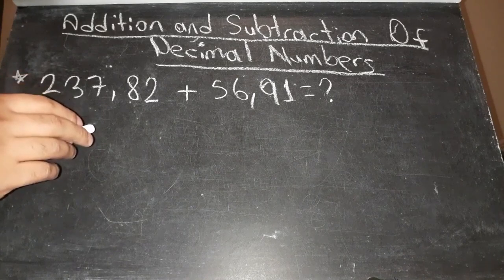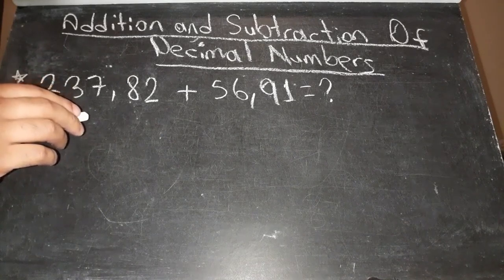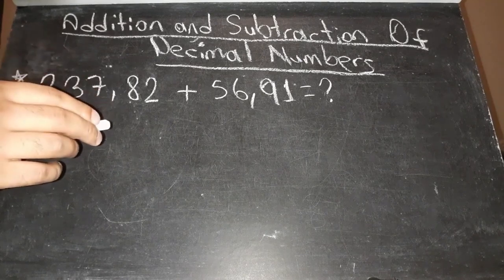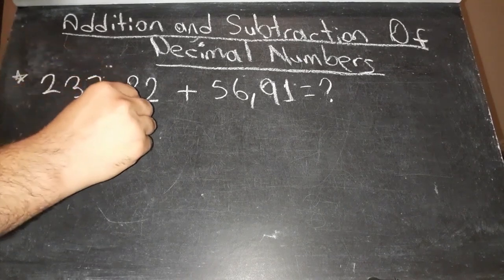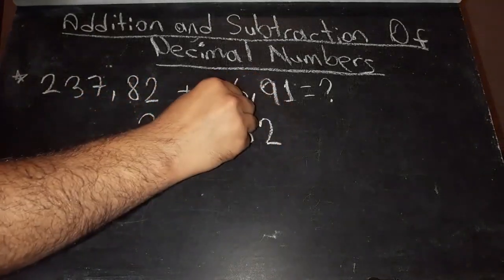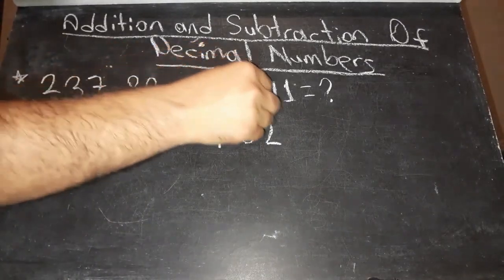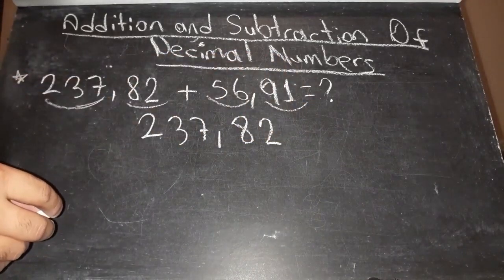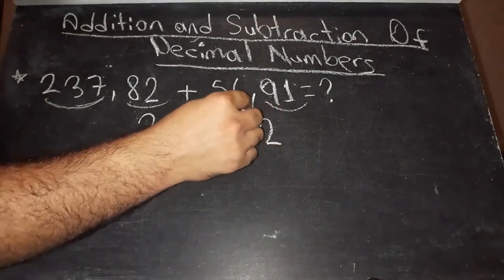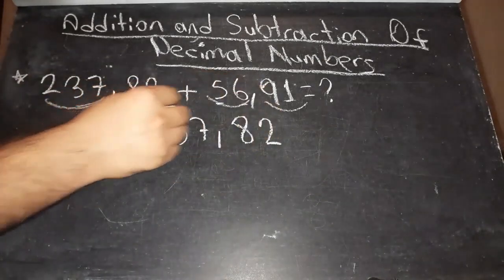While you are writing numbers underneath each other, you must write the same place values underneath each other. Okay, let's write 237,82: whole part, decimal part. Now while you are writing underneath the same place values, you should write units under units, tens under tens, tenths under tenths, hundreds under hundreds.